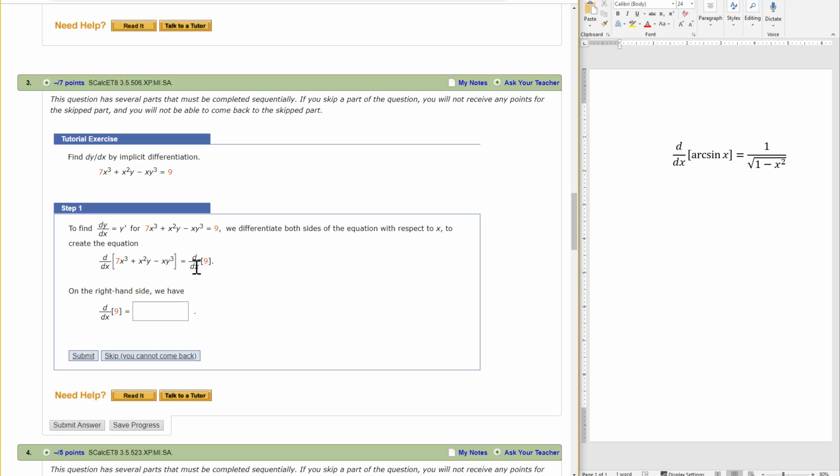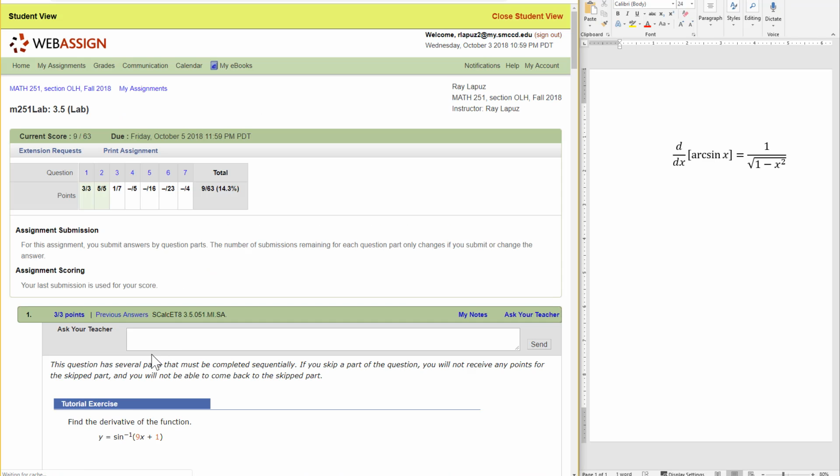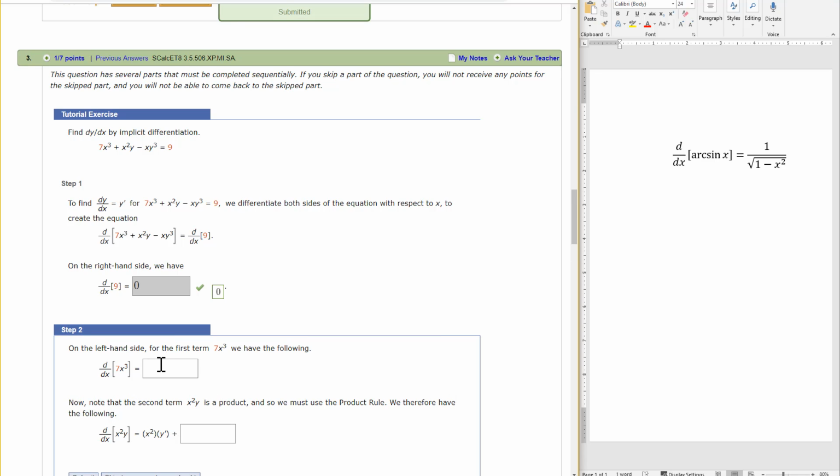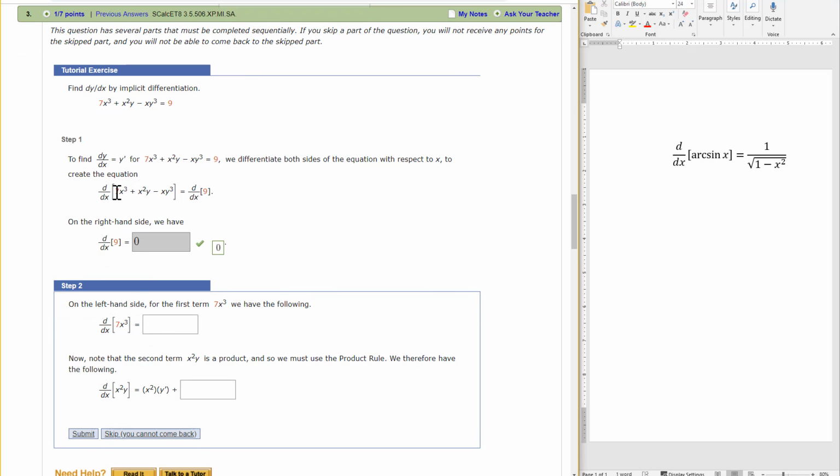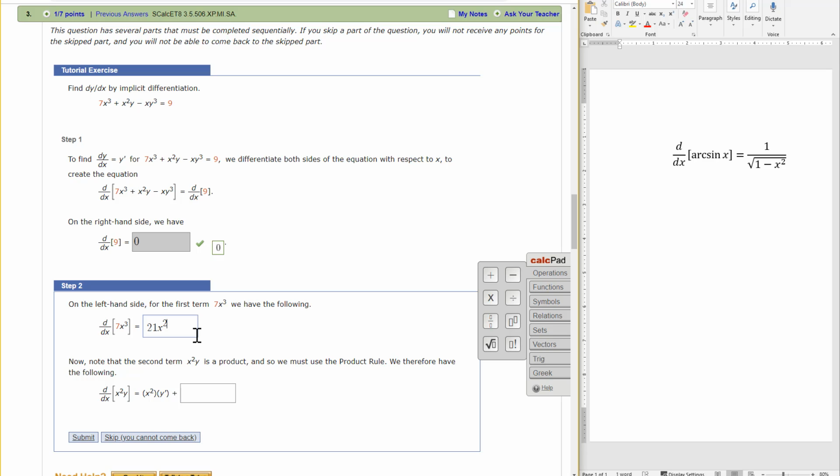It looks like the right-hand side is going to turn out to be an easy derivative because we're taking the derivative of 9. 9 is a constant. The derivative of a constant is 0. So that part is done. On the left-hand side, there are 3 terms, and we can work those out individually. The first term is 7x to the third power, so the derivative of that is 21x to the second power. 3 times 7, 21, x, and then subtract 1 from 3.